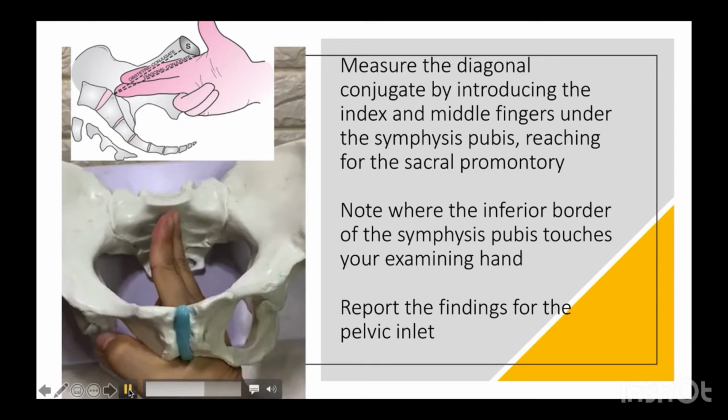Now note where the inferior border of the symphysis pubis touches your examining hand, which is right here. Note also that in this video, the examining fingers can hardly reach the sacral promontory. Next, we have to report the findings for the pelvic inlet.